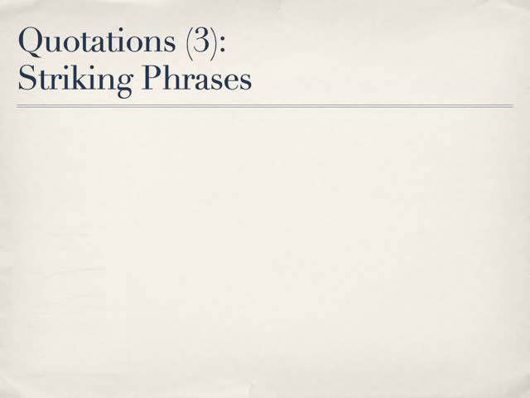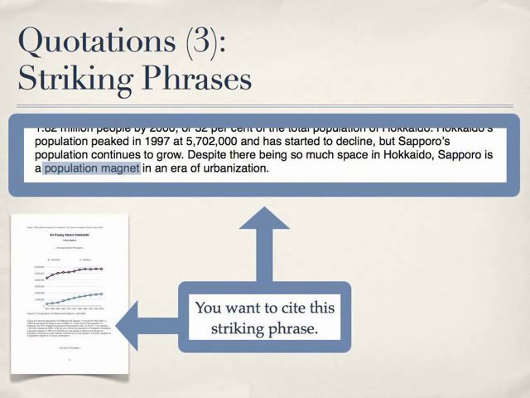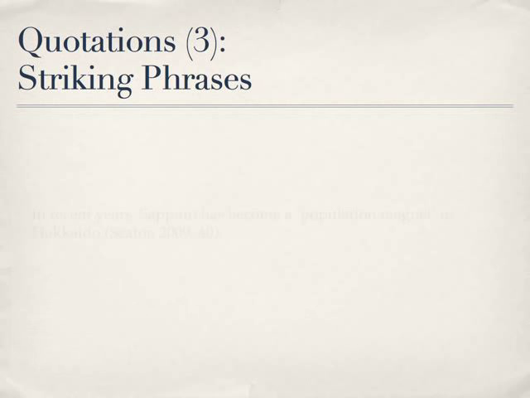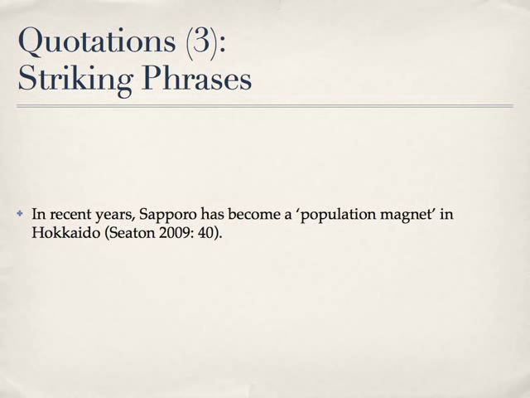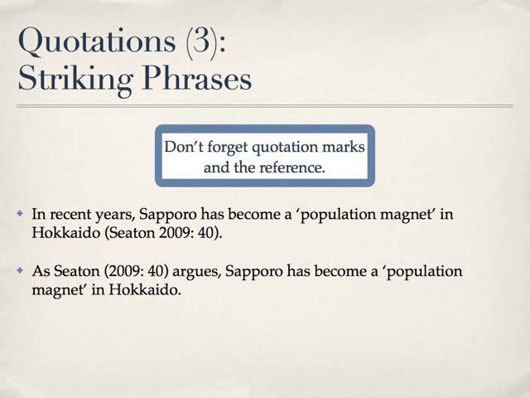The rules for quoting part of a sentence, or a striking phrase, are very similar to the rules for quoting a whole sentence. Let's suppose you want to cite the striking phrase population magnet. You need to put this in the middle of your own sentence. Here are 2 possible examples. In recent years, Sapporo has become a population magnet in Hokkaido. As Seaton argues, Sapporo has become a population magnet in Hokkaido. Just make sure you don't forget quotation marks and the reference.